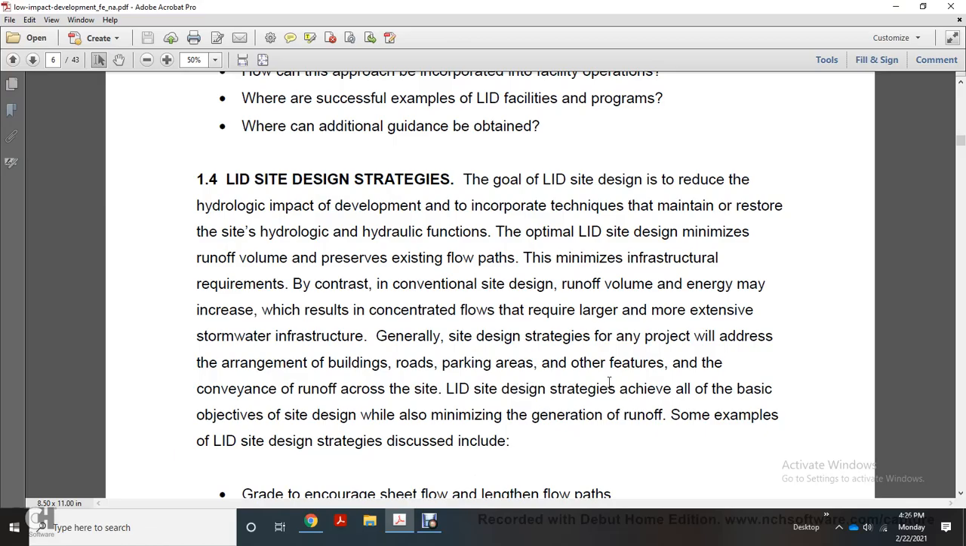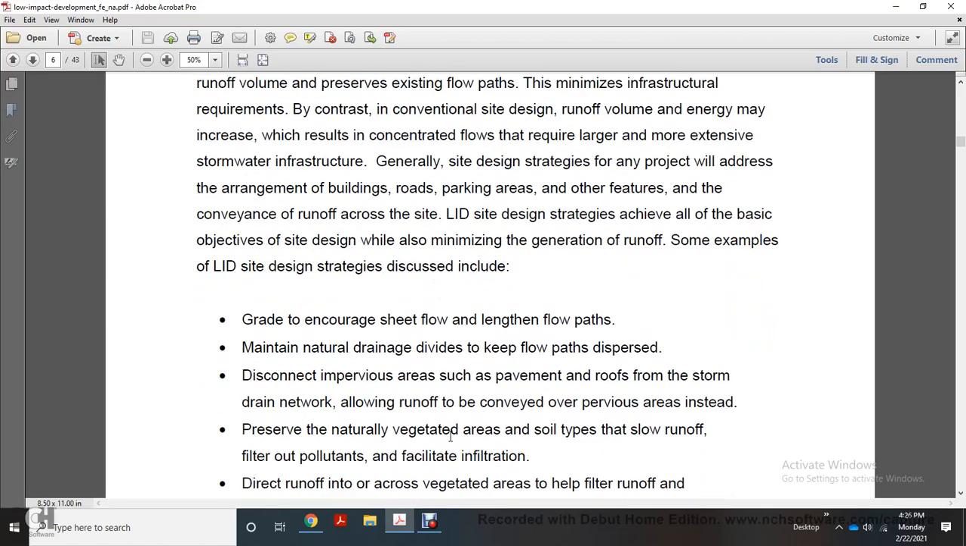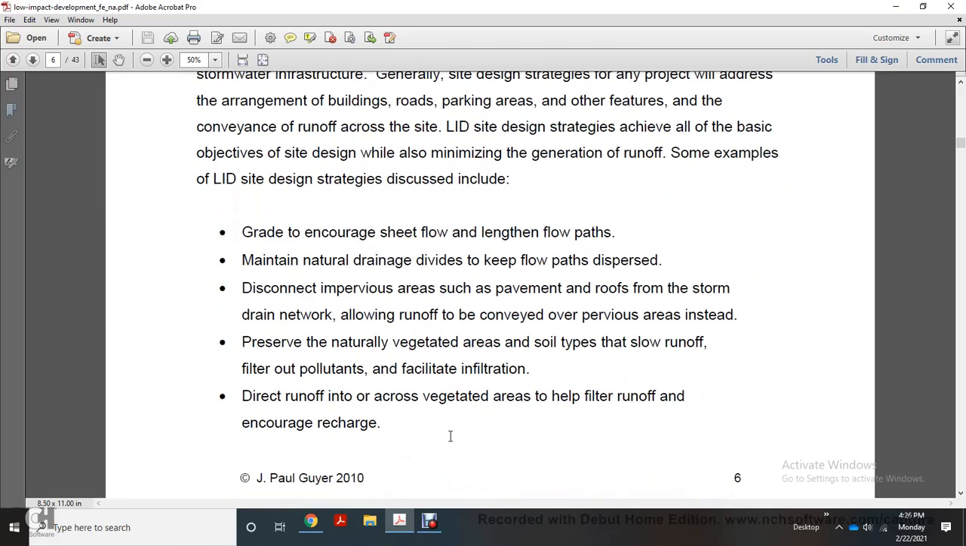Low impact development site design strategies achieve all the basic objectives of the site design while minimizing the generation of runoff. Some examples of low impact development site design strategies discussed below include grading to encourage sheet flow with length of flow path, and maintaining natural drainage divides to keep the flow paths dispersed. Another is disconnecting impervious areas such as paving and roofs from the drainage network while allowing runoff to convey over pervious areas instead.